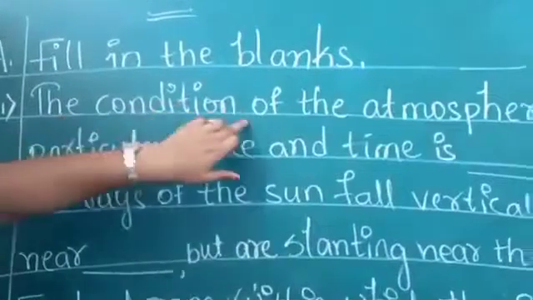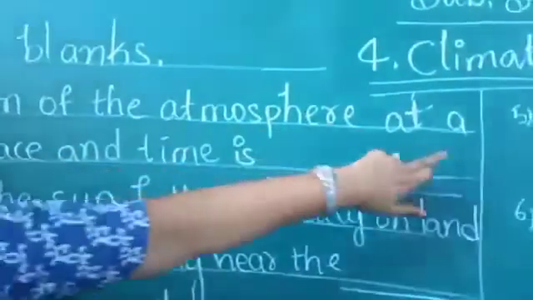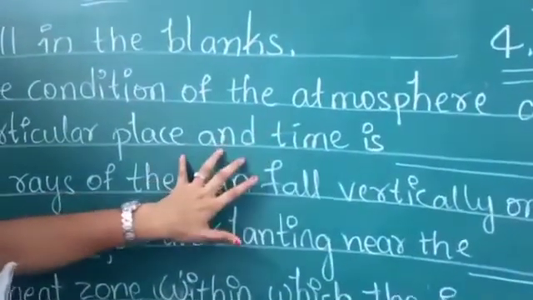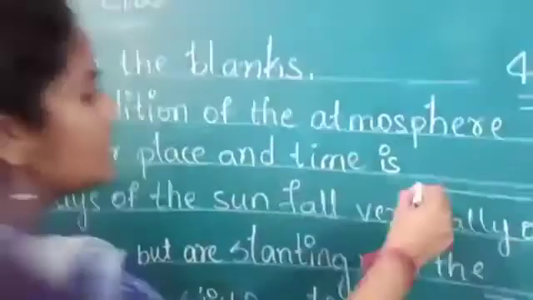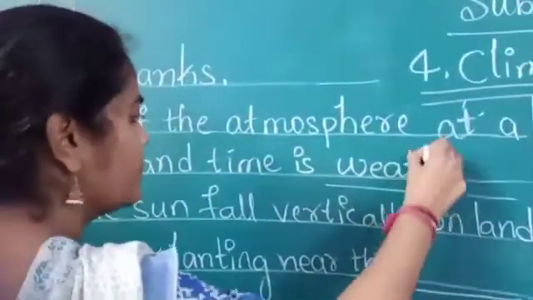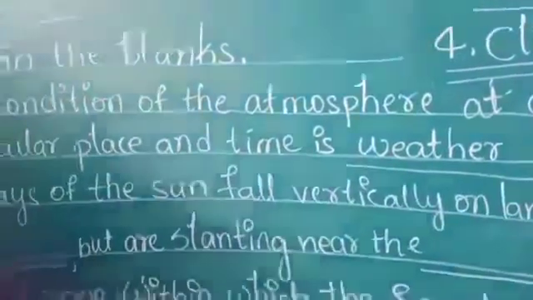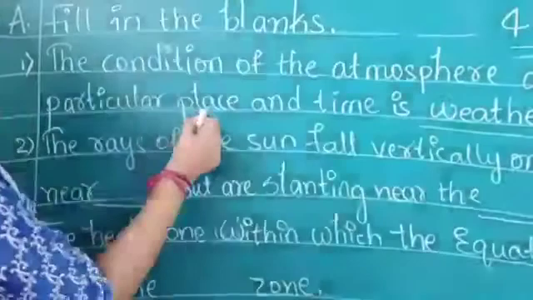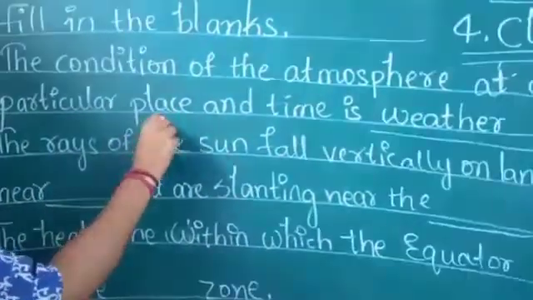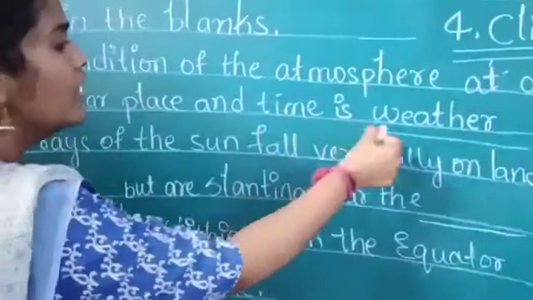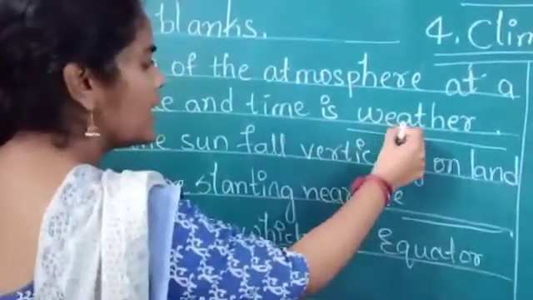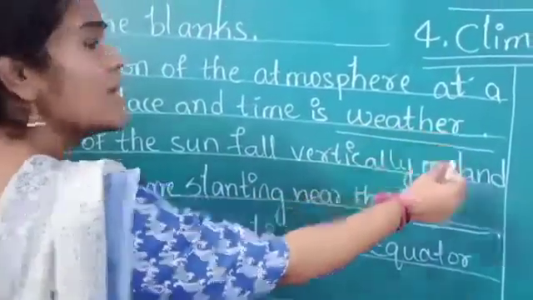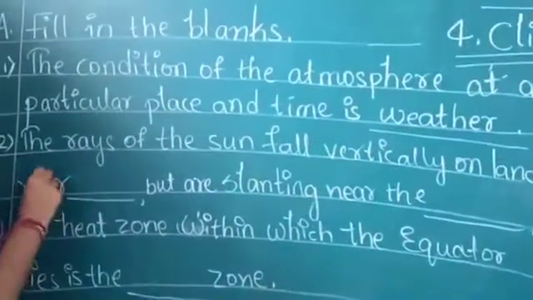The condition of the atmosphere at a particular place and time. They are saying particular place and time. Already we learned in the lesson. What is the answer? Weather. The condition of the atmosphere only at a particular place and at a particular time, what we call? We call it weather. W-E-A-T-H-E-R, weather. Now see the second one.